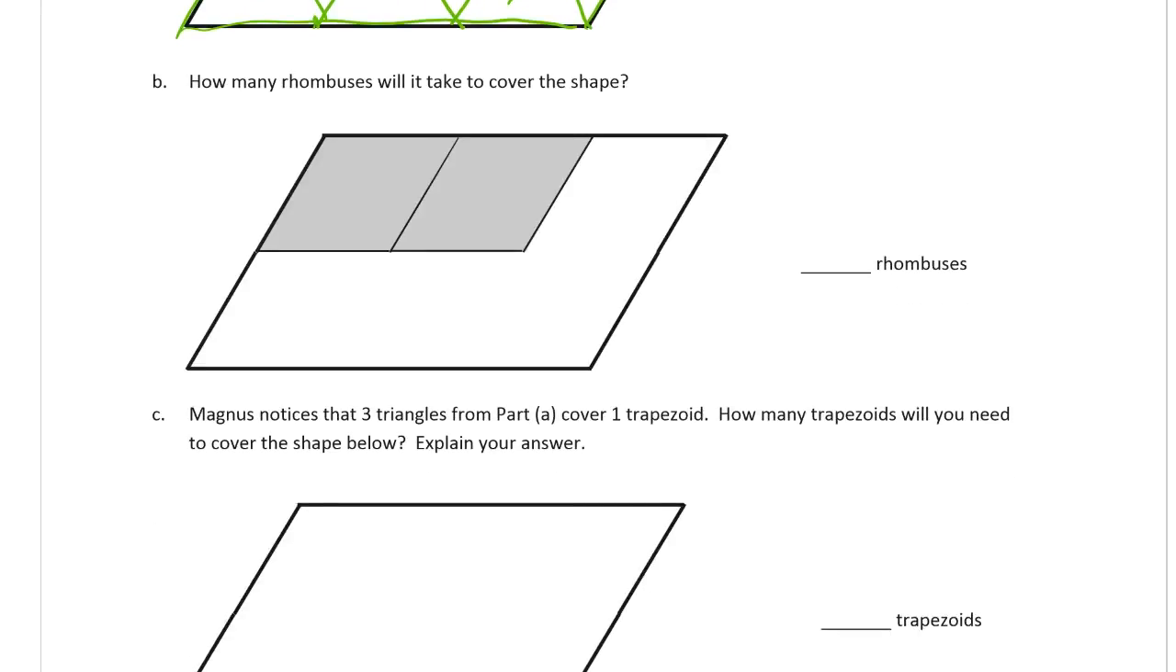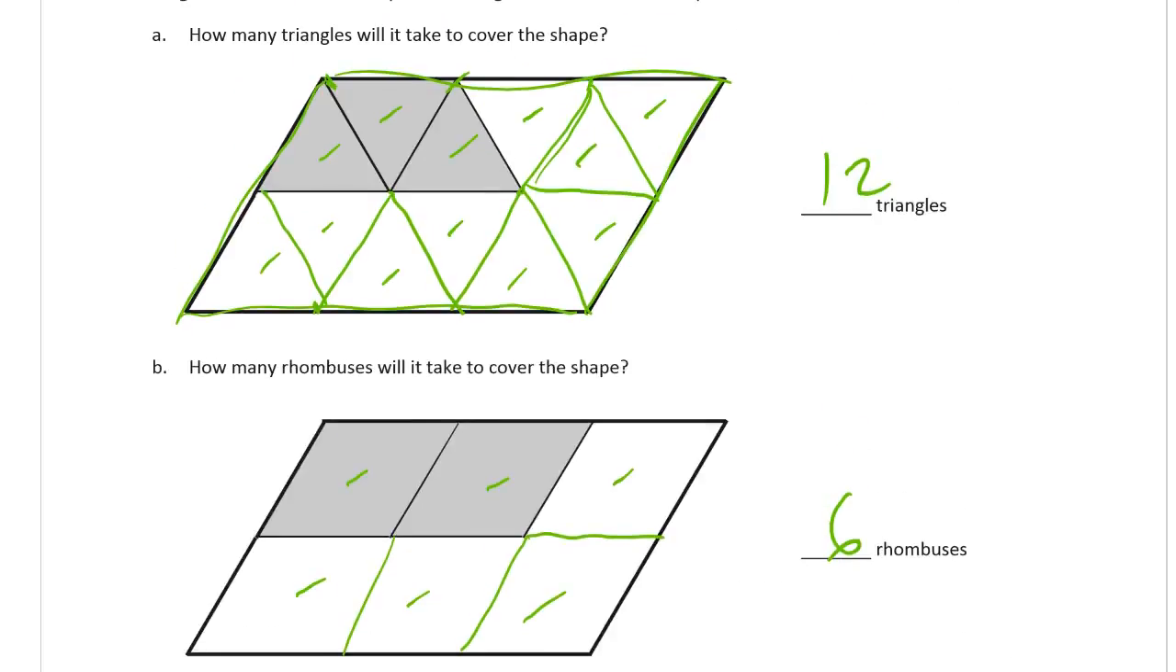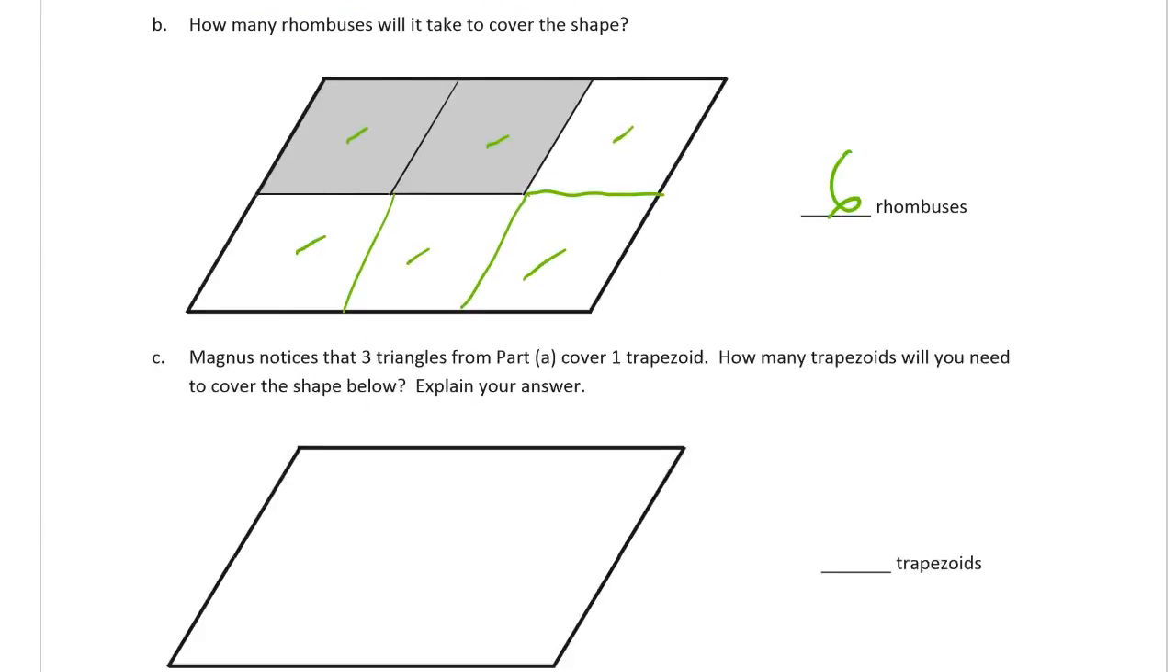Now, how many rhombuses will it take to cover the shape? This one's going to be a little bit easier. Just do this. Then we can count the rhombuses. 1, 2, 3, 4, 5, 6. And you'll notice it takes two triangles to make a rhombus, so it'll take half as many rhombuses.